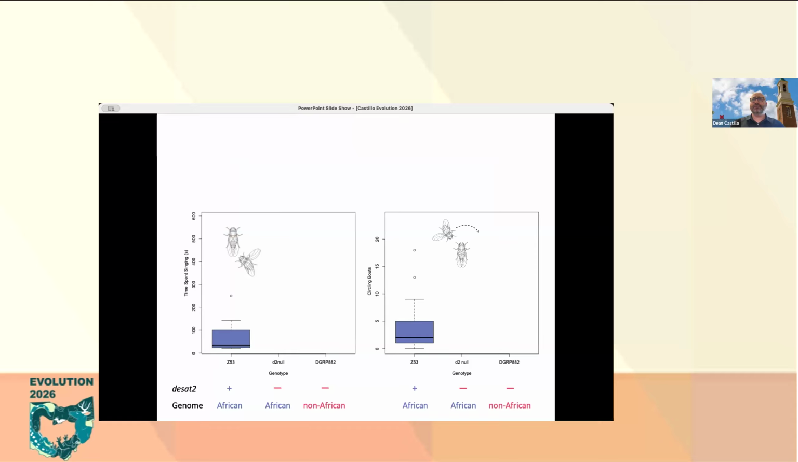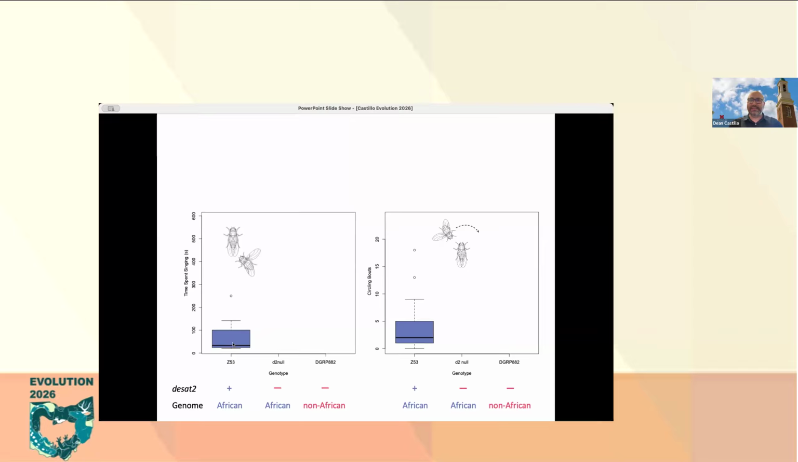So what I want to show you first is what the data look like for these African flies. On the bottom, I have just the genotypes, like what their background genome is, and then what their genotype is at DSAT2. And then I'm showing you the singing behaviors first. So this is singing. Here's the cartoon of what the fly would be doing in this part.